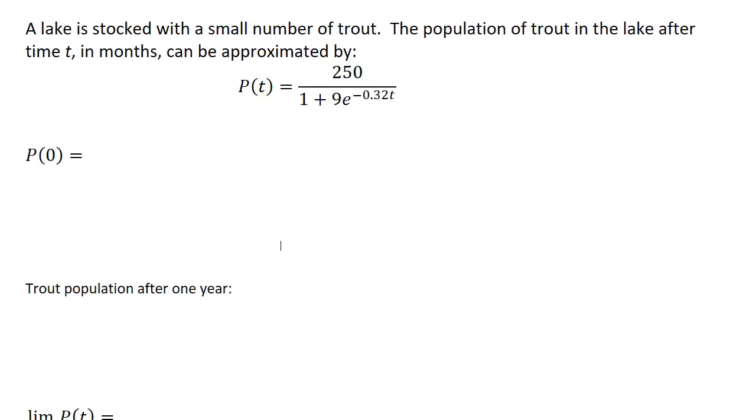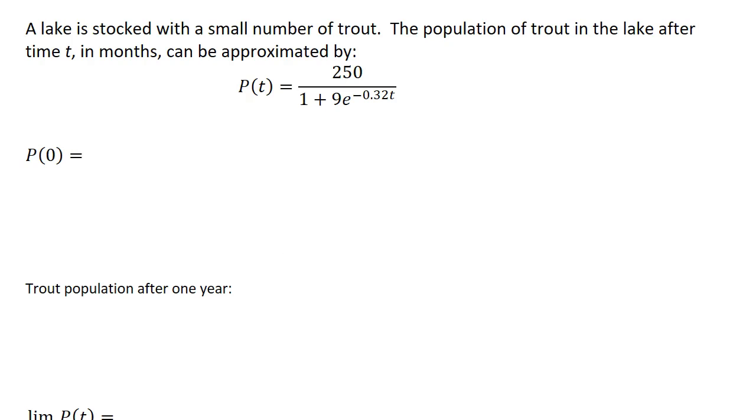Hi, in this video we're going to do a quick example here. We have a lake that's been stocked with a small number of trout. The population of trout in the lake after time t in months can be approximated by this function. So we're just going to answer a few questions about this function and see if we can understand how it works. So the first thing we want to do is find p of 0.